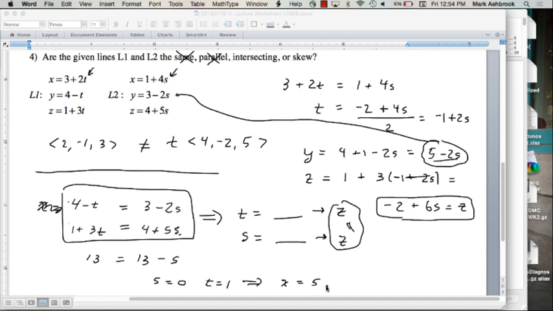And X equals 5 for the first line, and X equals 1? Yeah, so skew. Okay, that makes sense. Yeah, so S equals 0 and T equals 1 makes the Y and Z coordinates the same, right? It makes the Y coordinate what, 4? No, 3. So S equals 0 makes Y 3.